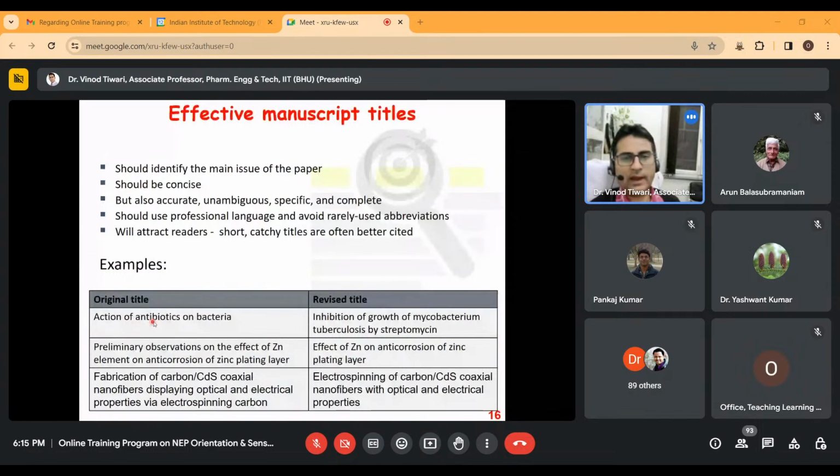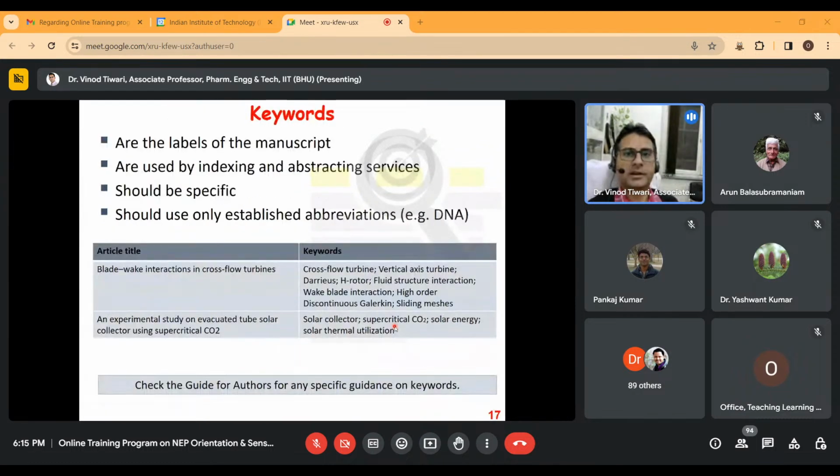So we can refine it in a more scientific manner, like inhibition of growth of Mycobacterium tuberculosis by streptomycin. Now the message is more clear. So we are talking about a specific antibiotic, which is streptomycin, and then a specific disease, like which bacteria, Mycobacterium tuberculosis. So it has to be more elaborative in a way so that the audience can understand what kind of work you have carried out. It should not be redundant.